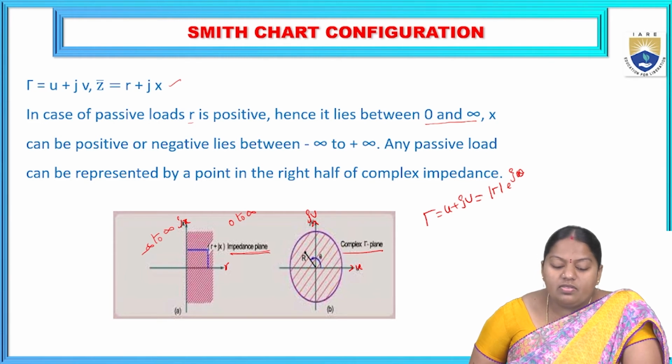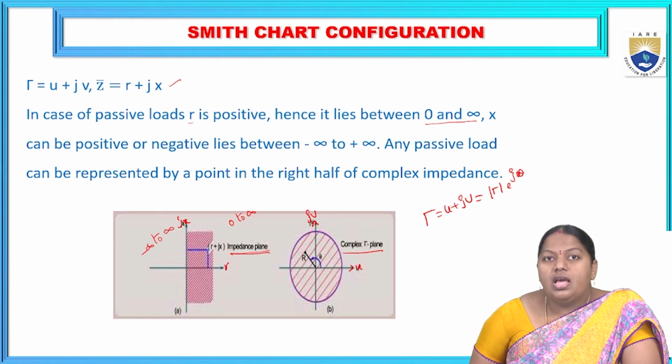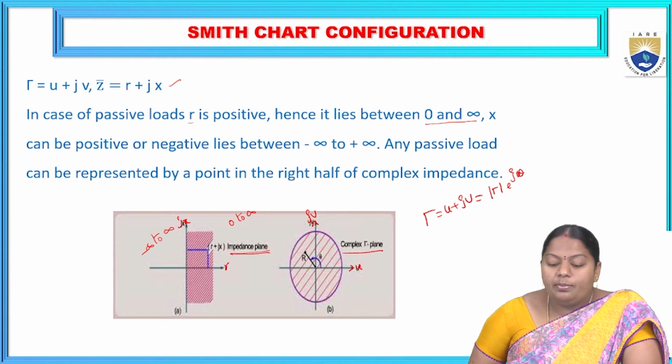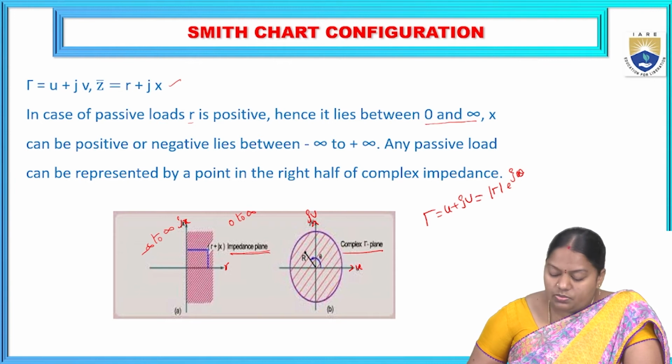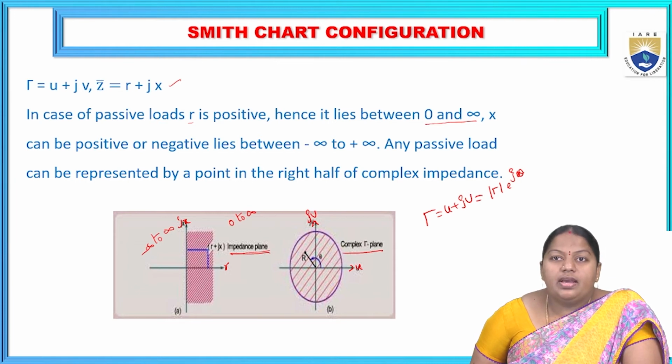Okay. So in case of passive loads, if R is assumed positive, hence R values range from 0 to infinity. And if you consider reactance, whether it is positive or negative, it lies between minus infinity to plus infinity. Depending upon that, we have seen the impedance plane and the complex reflection coefficient plane.